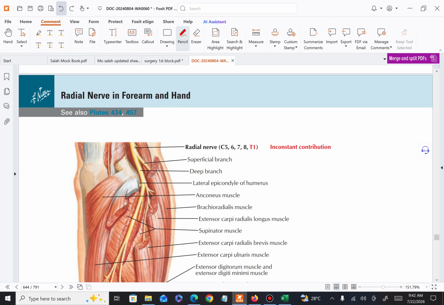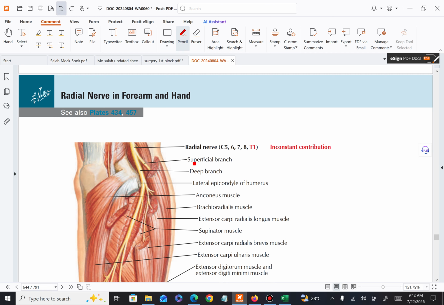The superficial branch is the cutaneous branch, while the deep branch is also called the posterior interosseous nerve. So this is about the landmarks of the radial nerve.